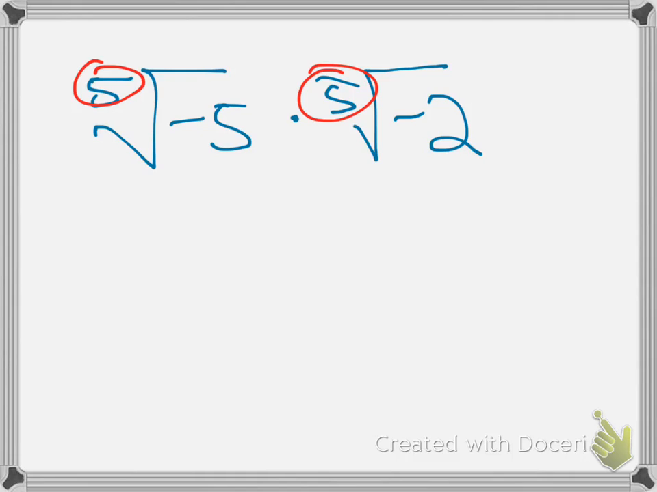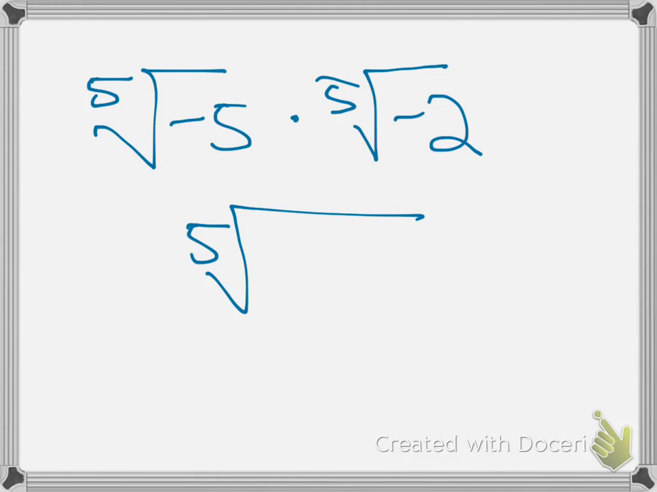If the index was an even number, then we couldn't take the root because that would give us an imaginary number. And also because we have the same index on both of these radical expressions, we can use the property where we are told that we can combine these two products together. So this ends up being the fifth root of -5 times -2. Of course, -5 times -2 is 10, so this really just simplifies down to the fifth root of 10.